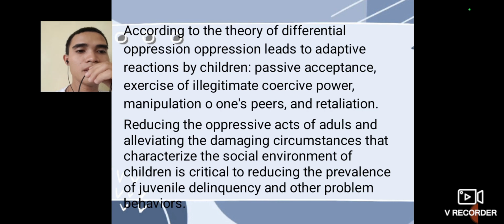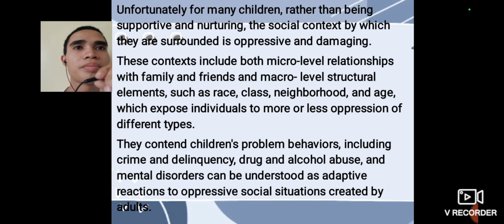some people believe that the problem of the children starts in our society, which leads us to oppression. Unfortunately, for many children, rather than being supportive and nurturing, the social context by which they are surrounded is oppressive and damaging. Thus, contexts include both micro-level relationships with family and friends, and macro-level structural elements such as race, class, neighborhood, and age, which expose individuals to more or less oppression of different types.